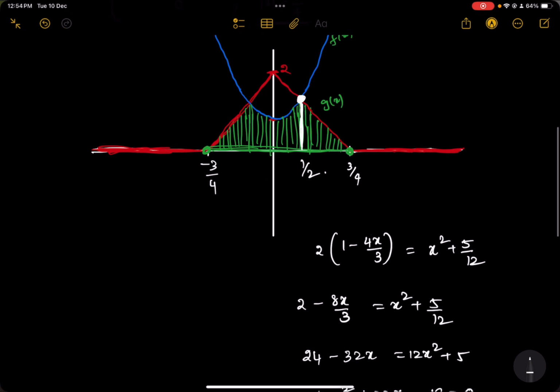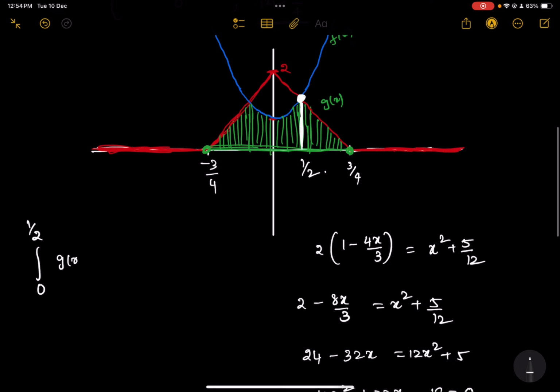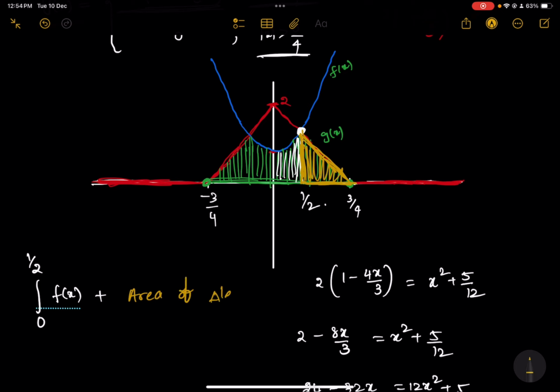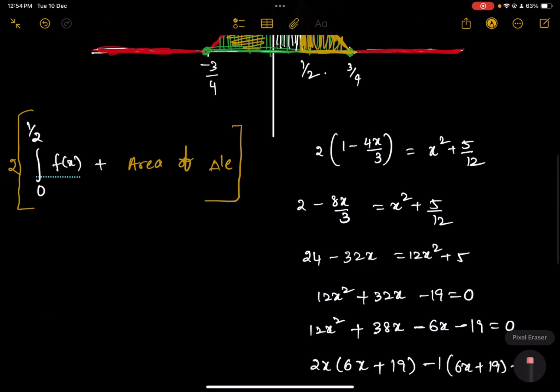So now what will be our area? Integral 0 to 1 by 2 of f of x, that is this particular area, plus the area of this particular triangle. And we have the same area this side also, so we have to multiply this thing with 2. This will be the total area.